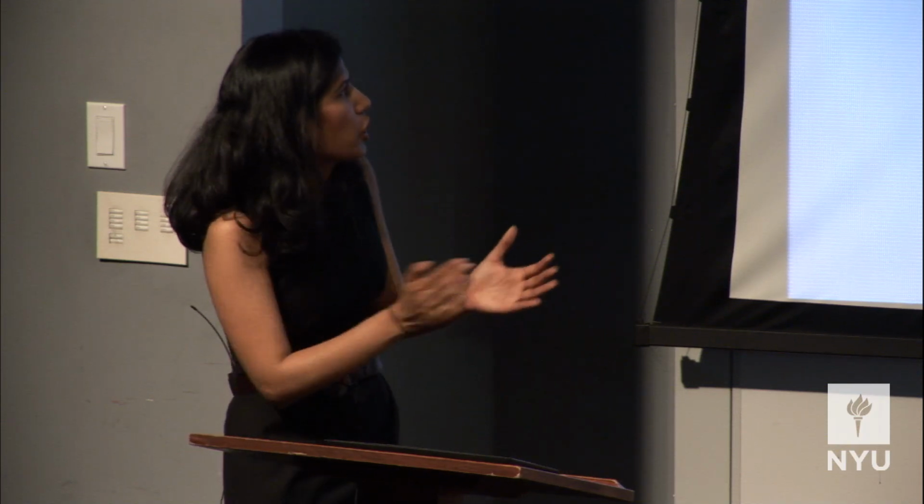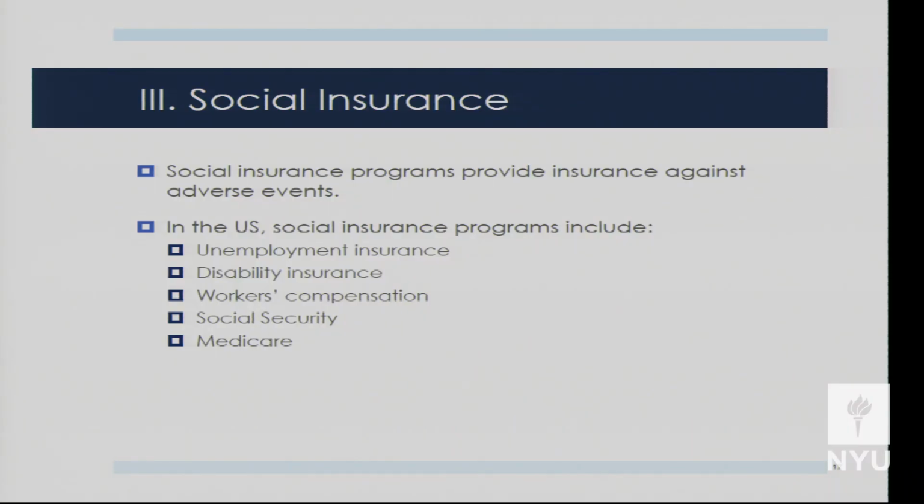Okay, so social insurance programs basically provide insurance against adverse events. No one insures themselves against good events. No one's like, in case I win the lottery, please give me more money. No one has insurance against good events. You insure yourself against bad events.